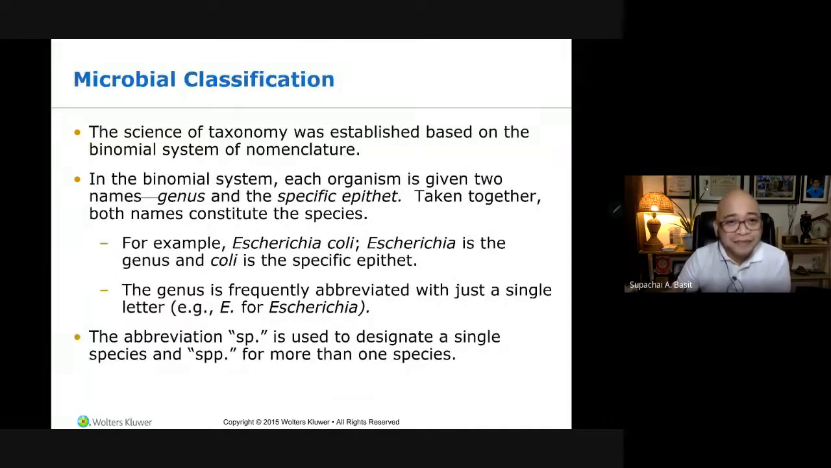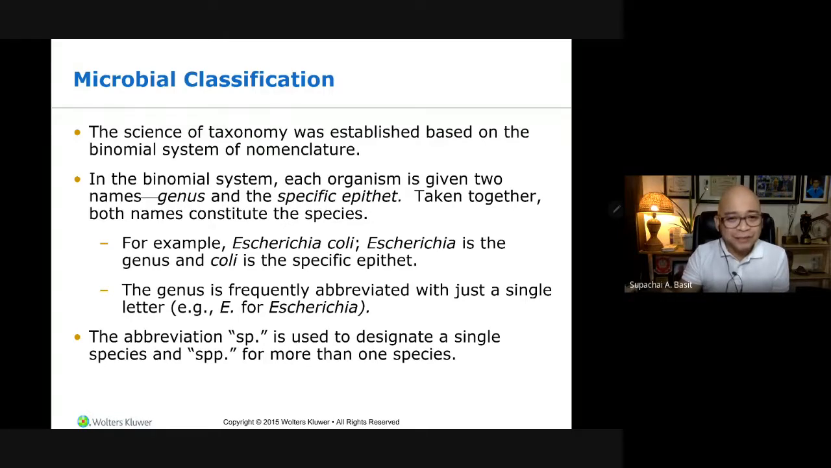So, the science of taxonomy was established based on the binomial system of nomenclature. In the binomial system, each organism is given two names, like what I mentioned a while ago: the genus and the specific epithet. Taken together, both names constitute the species. For example, Escherichia coli: Escherichia is the genus and coli is the specific epithet. Therefore, the species is Escherichia coli, or that is the scientific name.